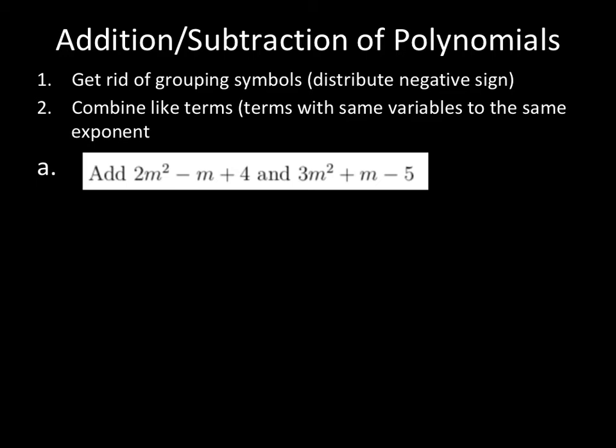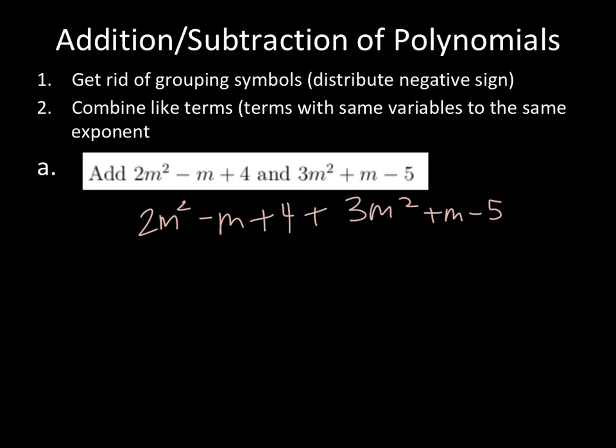So looking at these two, I'll just write it out. Minus m plus 4, plus 3m squared plus m minus 5. From there, I'll combine like terms. Some people like to write it vertically. You can do that if you want. It doesn't really matter. For addition, it's a little simpler, so you might not need to.